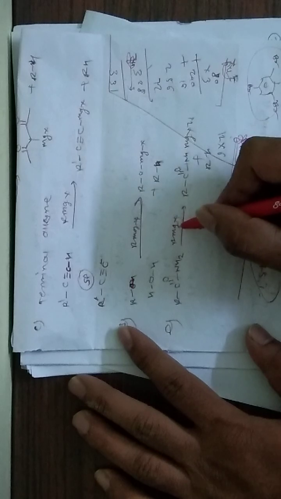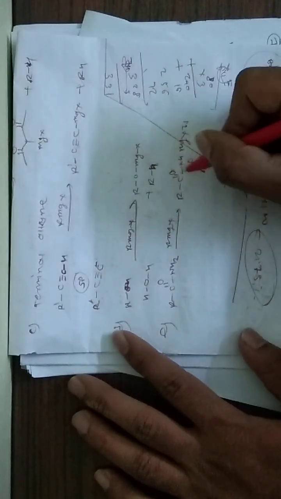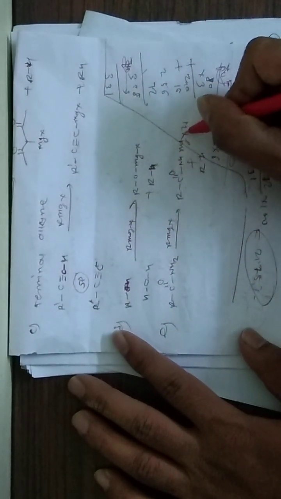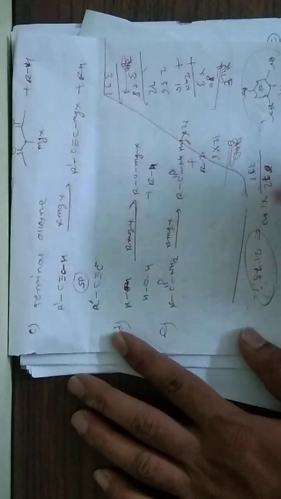Now the next one is nitrogen, like amide also. If we react RMgX with an amide, RC double bond ONH2, what will form? It will form RC double bond ONH MgX and RH.